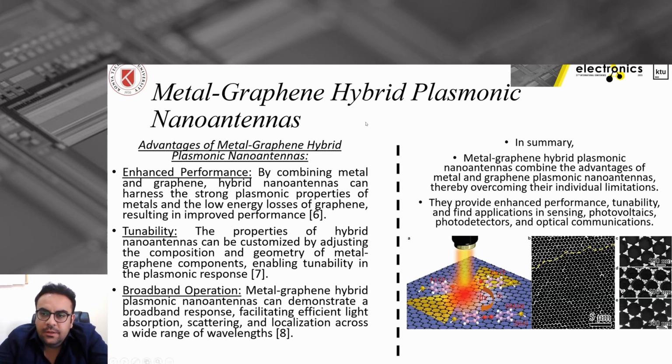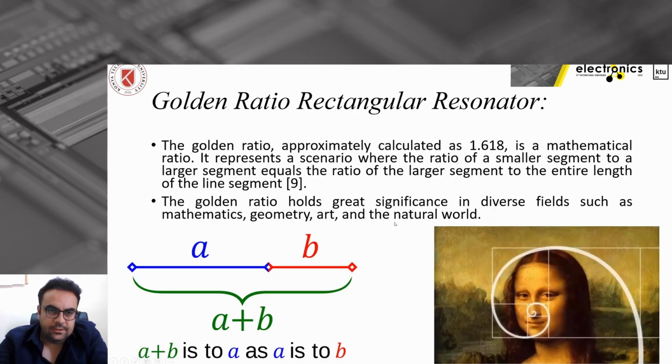In summary, metal-graphene hybrid plasmonic nanoantennas combine the advantages of metal and graphene plasmonic nanoantennas, thereby overcoming their individual limitations. They provide enhanced performance, tunability, and find applications in sensing, photovoltaics, photodetectors, and optical communications.